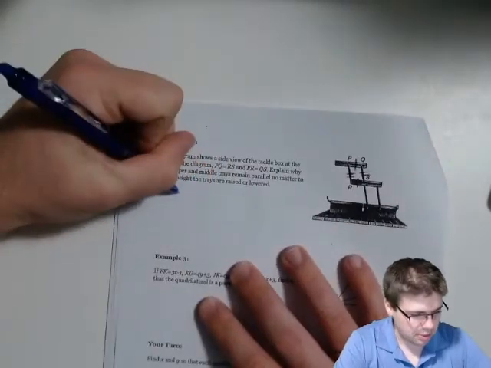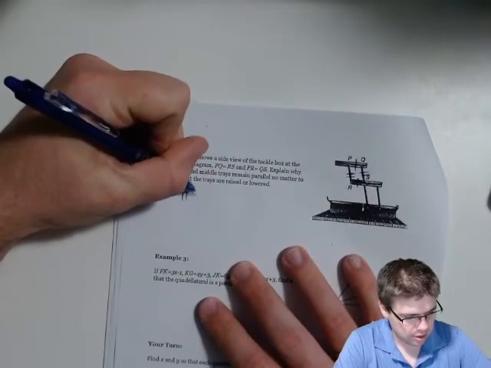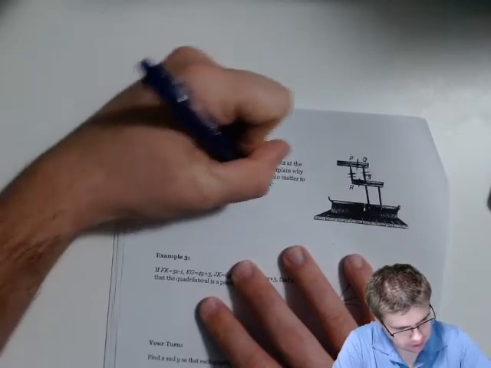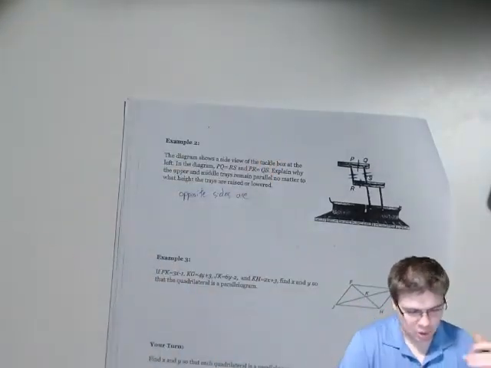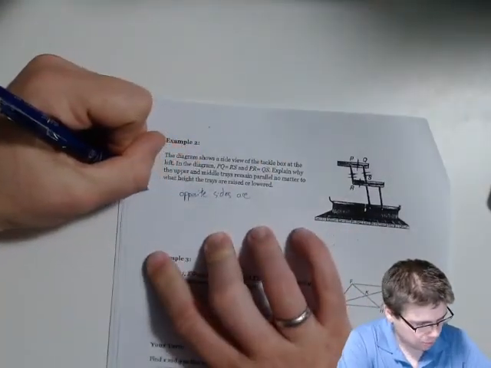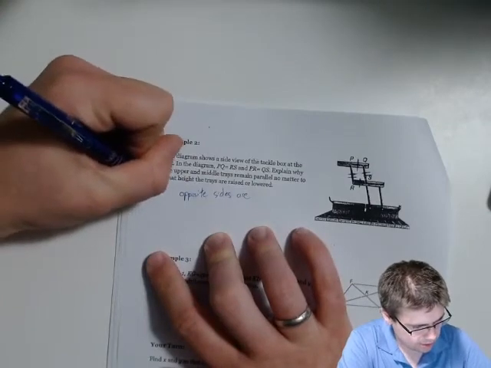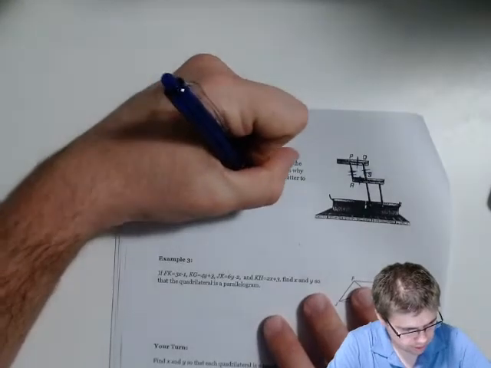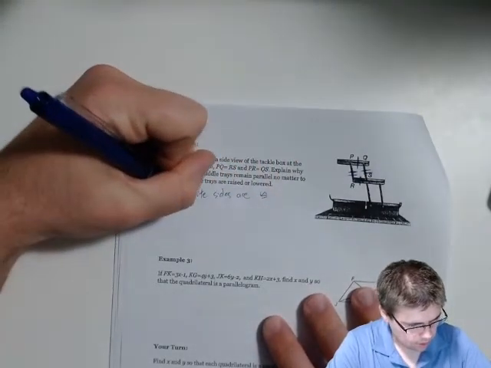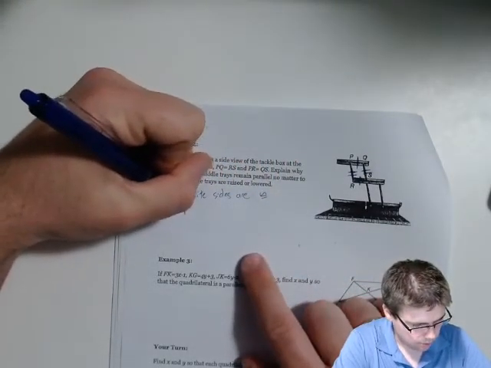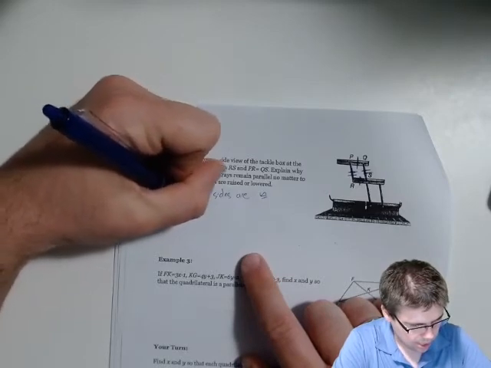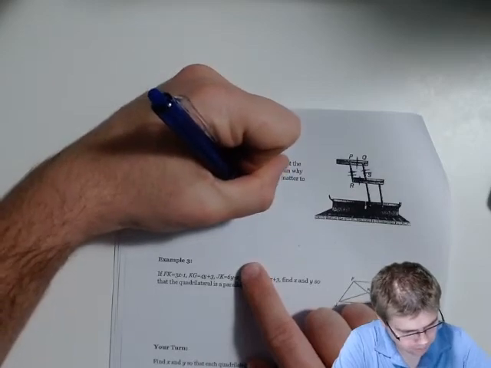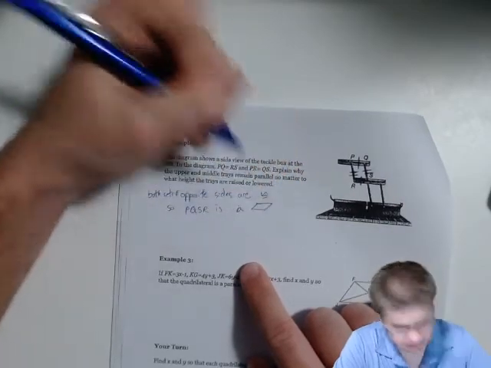And so since opposite sides are congruent, for both sets of opposite sides, so maybe we'll make that clear, both sets of opposite sides are congruent. So this is a parallelogram. PQSR is a parallelogram. I'm just going to draw the parallelogram symbol.